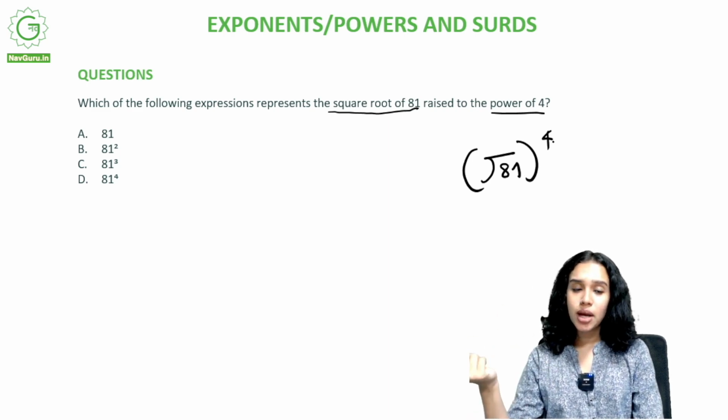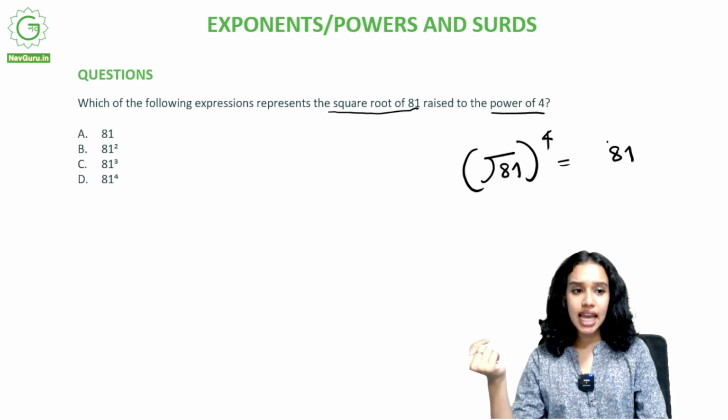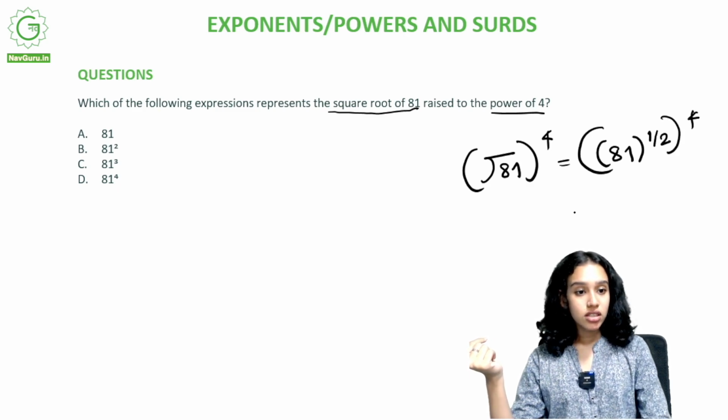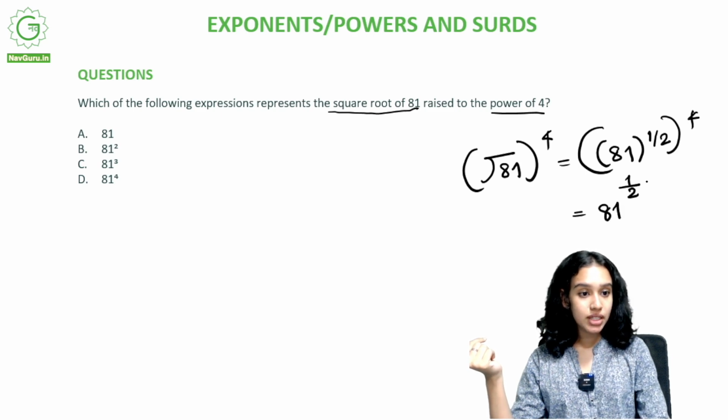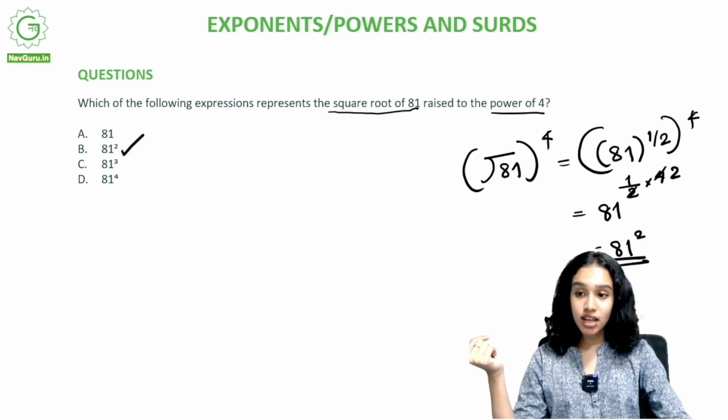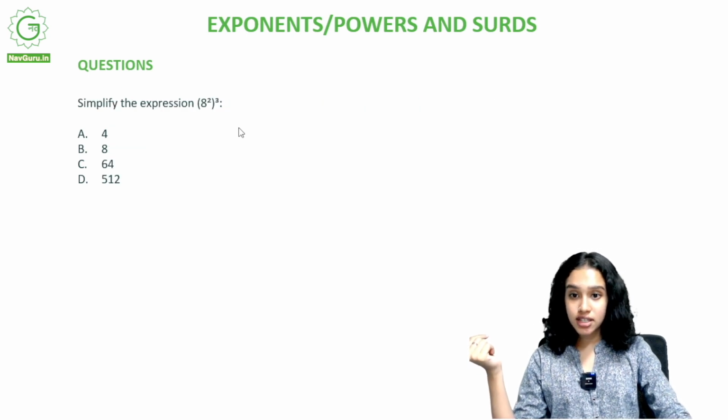it to 4. But rather than that, I would suggest you to do it this way, which is 81 raised to 1 by 2 whole raised to 4. So it's 81 raised to 1 by 2 into 4, which means that it's 81 raised to 2. So we got the answer as 81 raised to 2. Now moving on to the next question.